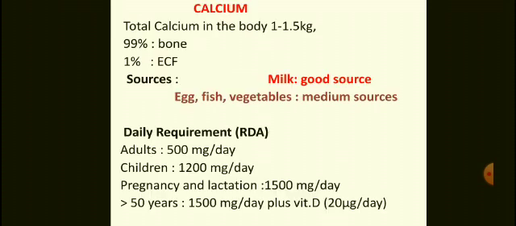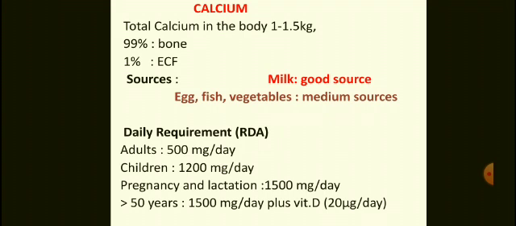First, we move on to calcium. Today's mineral for discussion is calcium. Total calcium in the body is 1 to 1.5 kg, and around 99% is present in bones. 1% is seen in extracellular fluid.